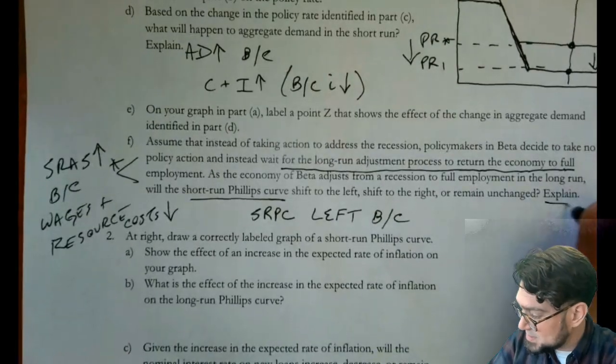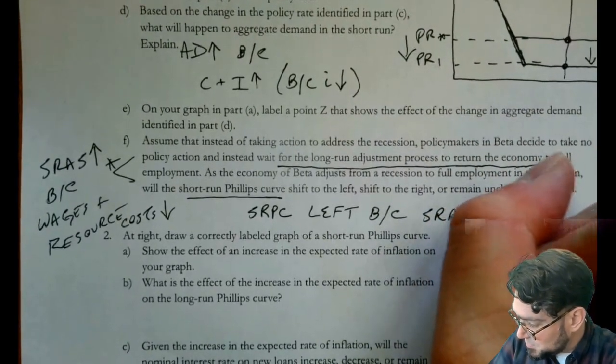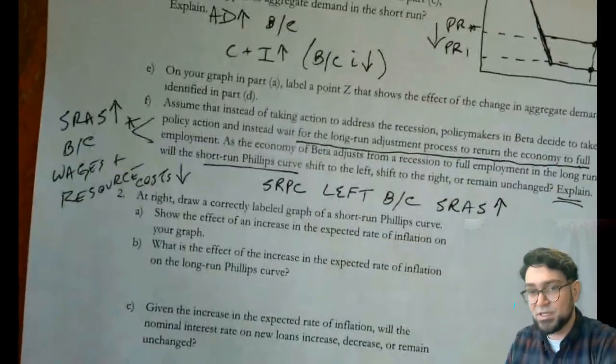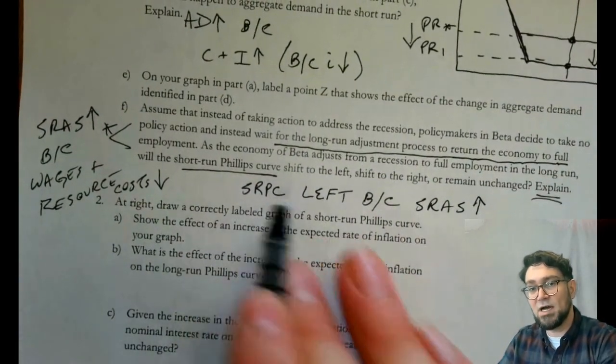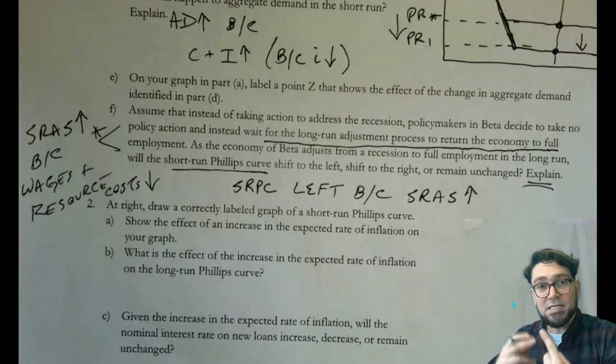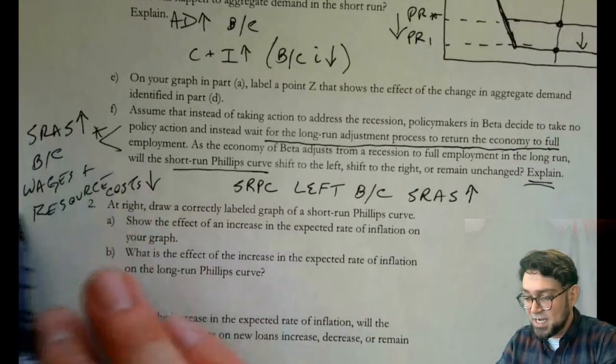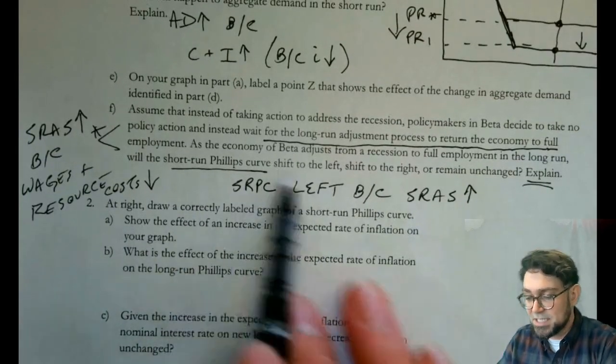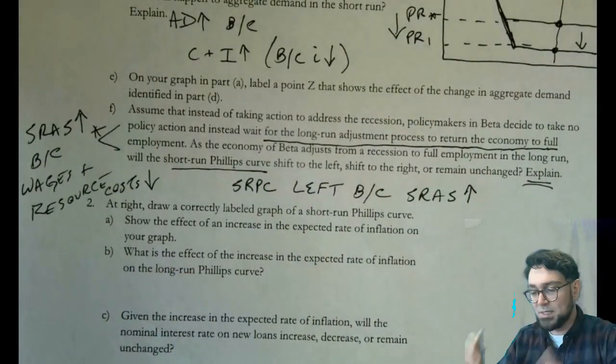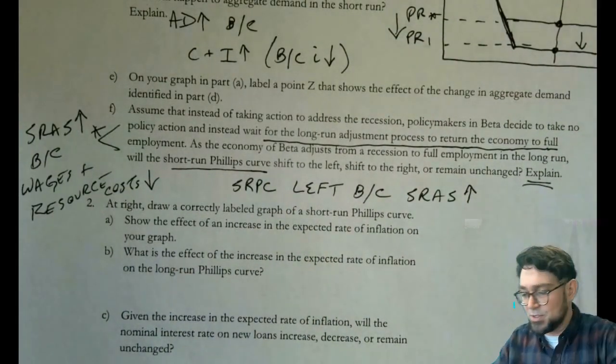And we can actually, because it says explain, we can say because SRAS increased. That's actually sufficient to say why the SRPC moved the way it did. The SRPC is only shifted by changes in the SRAS. And so the SRAS rising because wages and resource costs fell is going to cause the SRPC to shift to the left. Remember, kind of moving our arms around a little bit with that.